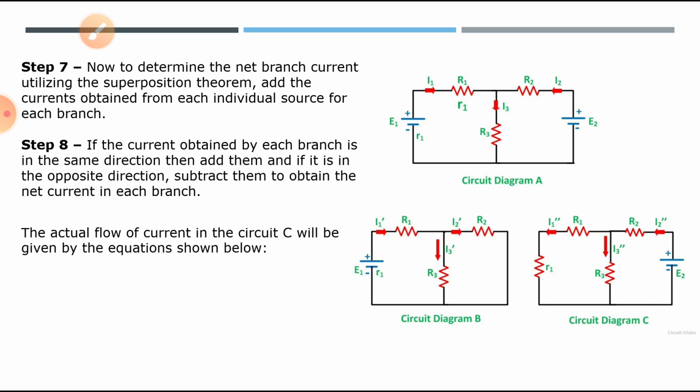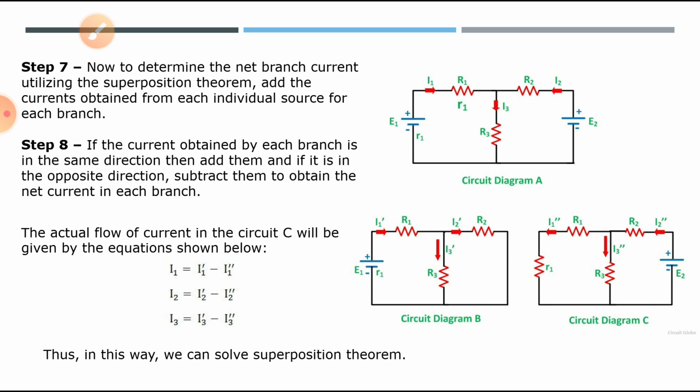Now, after getting this, the actual flow of current in circuit C, the final circuit, will be given by the equations shown below: the I1 current, I2 current and I3 current, which we have seen previously. Thus, in this way we can solve using the superposition theorem. These are the 8 steps you have to follow to solve the problem without any confusion.